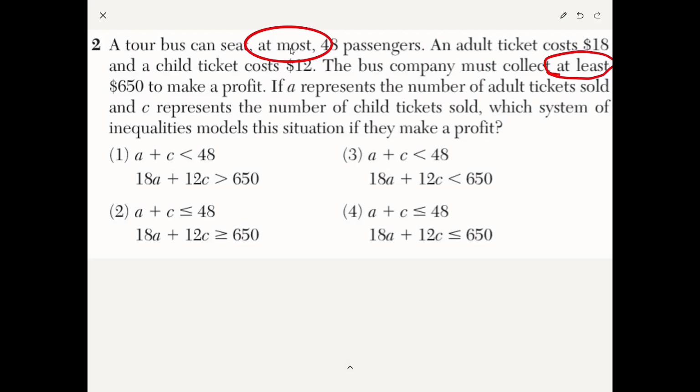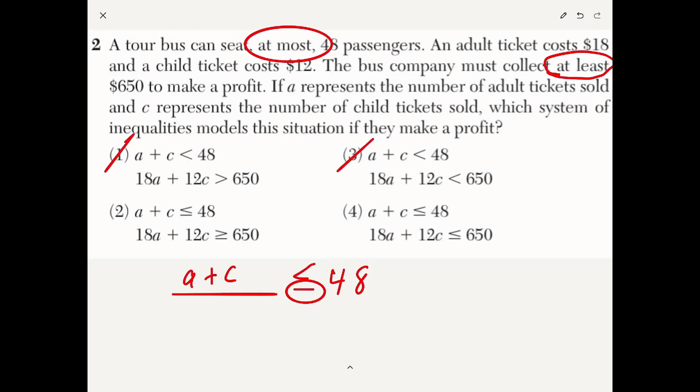So I can seat at most 48 means here is the number, and it's got to be this total over here, A plus C, whatever it is, it's got to be less than or equal to 48. It can be less than 48, right? It can be 47, 46, 45, 43, but it can't be greater than 48. But it also can be exactly 48. That's why we have this equal sign.